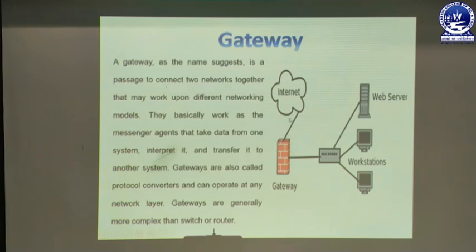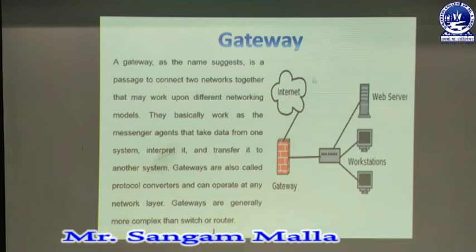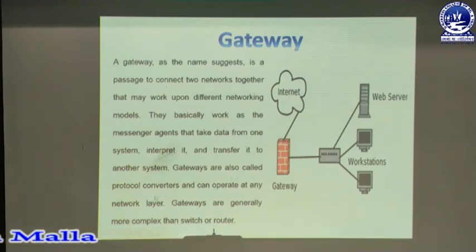You can clearly see a gateway over here. A gateway is connected to the internet and there are different stations. That means there is a web server and there are different workstations over here. The gateway is the passage through which these workstations or servers are connected to the internet. So if the gateway does not open, then the devices will be unable to connect to the internet. It is the gateway that transfers the data from one location to another through the internet. Gateways are also called protocol converters and can operate at any network layer.